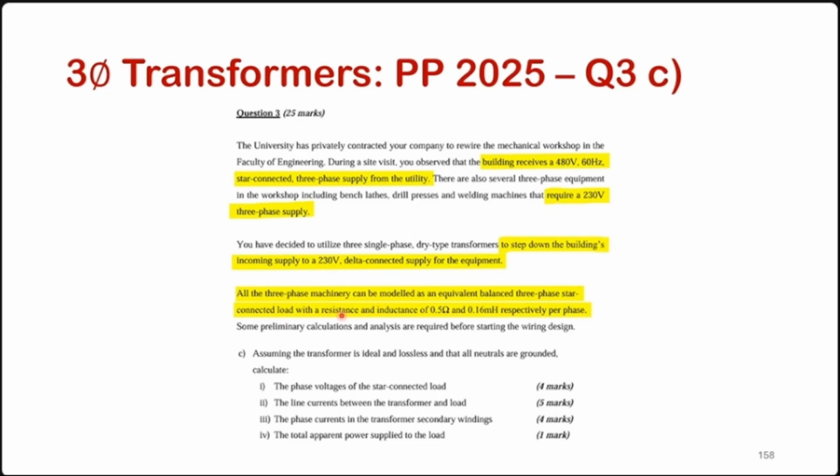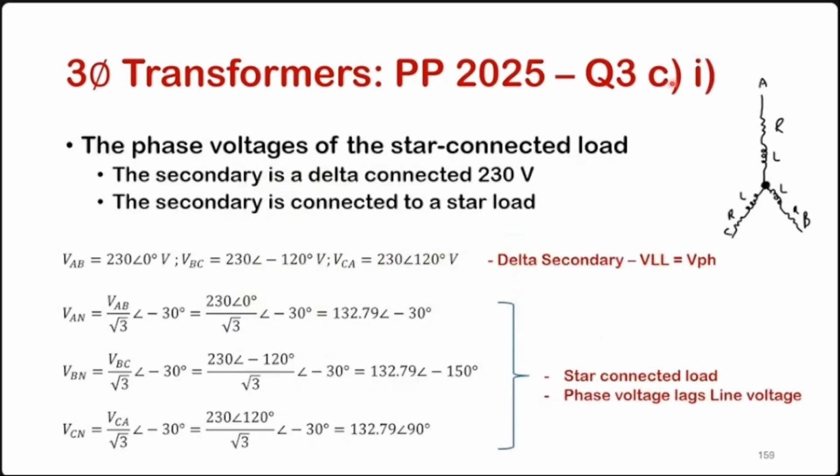Then you say that the load, the machinery, you can model as 0.5 ohms in series with an inductance of 0.6 ohm. So you have to find the phase voltages and so on. This is what the load will look like: you have your resistance in series with your inductance.